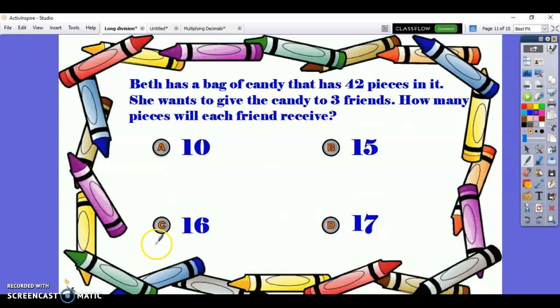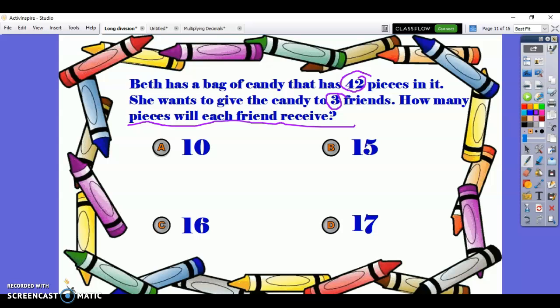Okay, here's where I want you to pause the video. You're going to go through and solve the following problems as we go and check and see if you got the correct answers. Beth has a bag of candy that has 42 pieces in it. She wants to give the candy to her friends. How many pieces will each friend receive? So there's a total of 42. She is dividing it among 3 friends, and you're looking to see how many pieces each friend will receive. So your division equation should be 42 divided by 3.